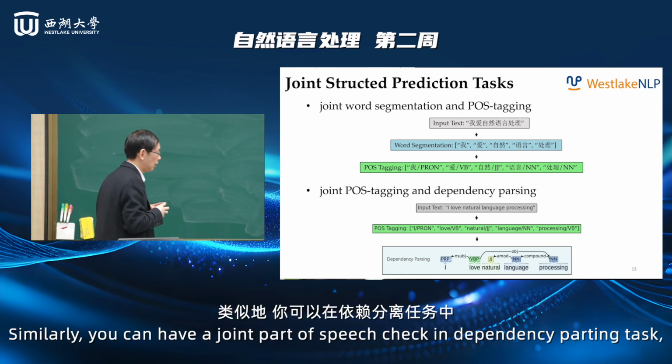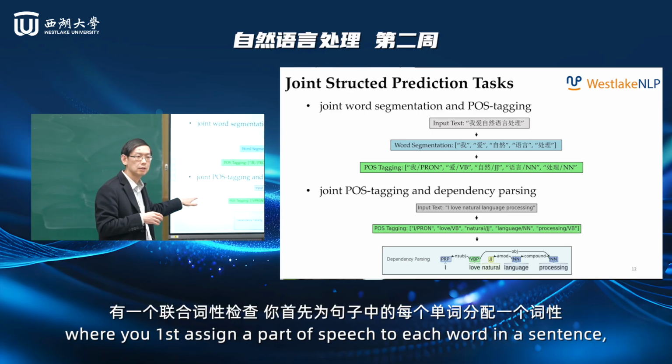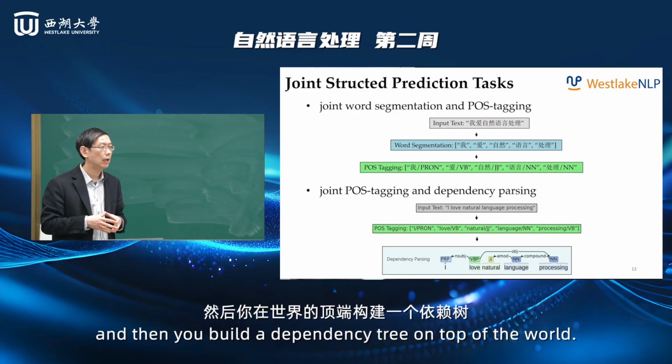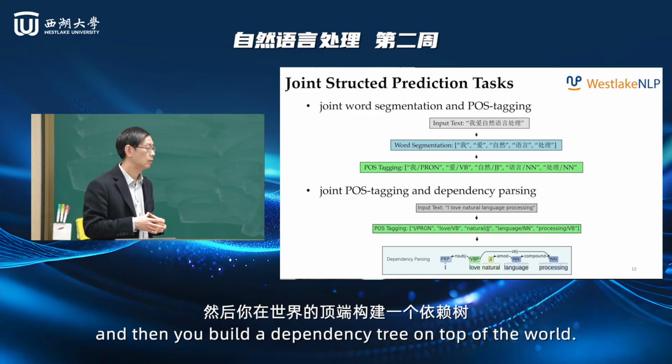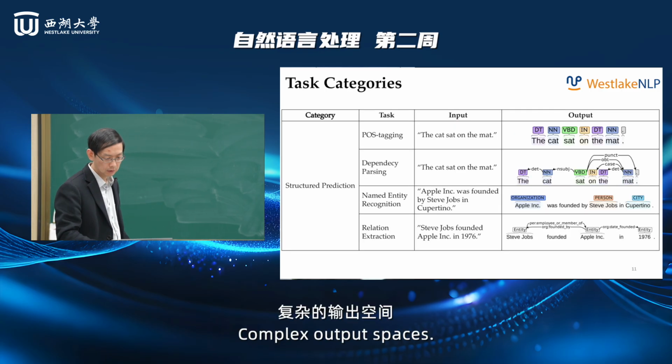Similarly, you can have a joint part of speech tagging and dependency parsing task, where you first assign a part of speech to each word in a sentence, and then you build a dependency tree on top of the words. Complex output spaces.